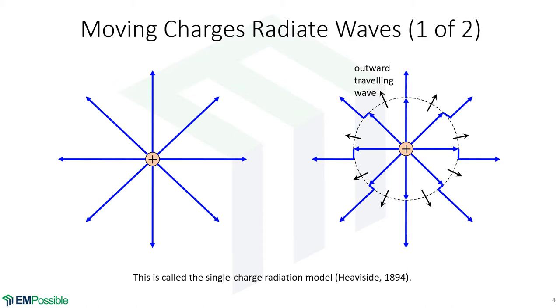Well, what we would see is somewhere a discontinuity in those field lines. And it turns out that discontinuity would travel outward, and it would travel outward at the speed of light. So a moving charge generates waves.